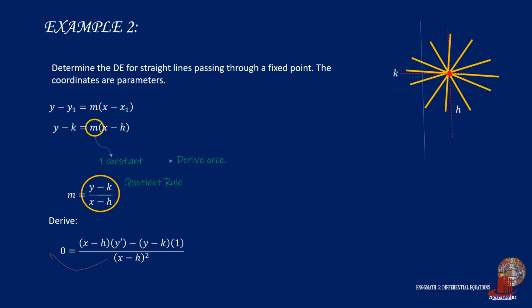The simplified differential equation is then given as y prime times (x minus h) minus (y minus k) is equal to 0. Or in the other form, we would arrive at (x minus h) dy minus (y minus k) dx is equal to 0.